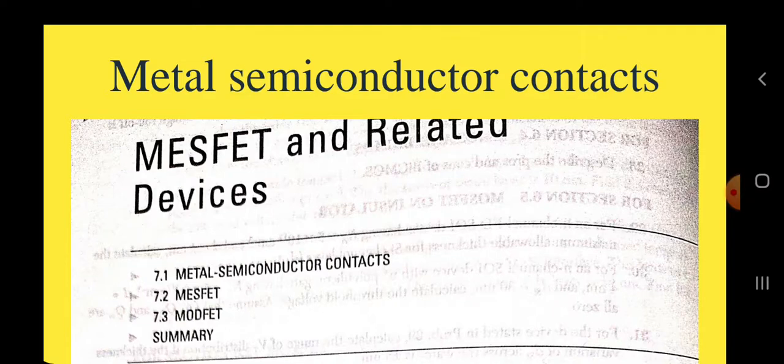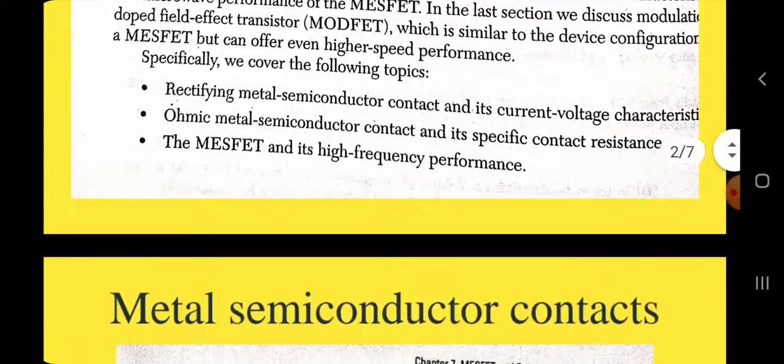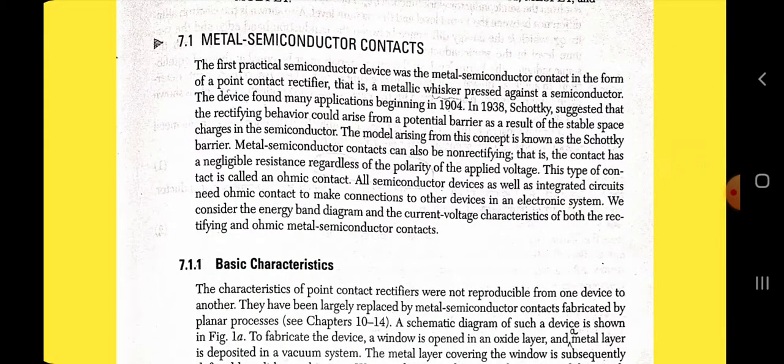So, we will first of all start our talk with a discussion of what is the meaning of a metal semiconductor contact. The first practical semiconductor device was the metal semiconductor contact in the form of a point contact rectifier, that is a metallic whisker pressed against a semiconductor. The device found many applications beginning in 1904. In 1938, Schottky suggested that the rectifying behavior could arise from a potential barrier as a result of stable space charge in the semiconductor. The model arising from this concept is known as the Schottky barrier.